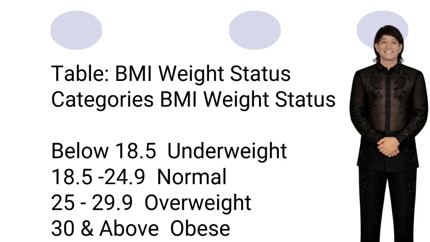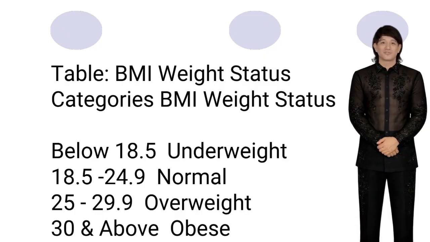The BMI weight status table categorizes individuals based on their body mass index. A body mass index below 18.5 indicates underweight, 18.5 to 24.9 is normal, 25 to 29.9 is overweight, and 30 or above is classified as obese. These categories help assess health risks associated with different weight ranges.